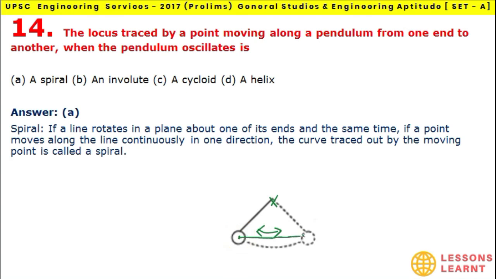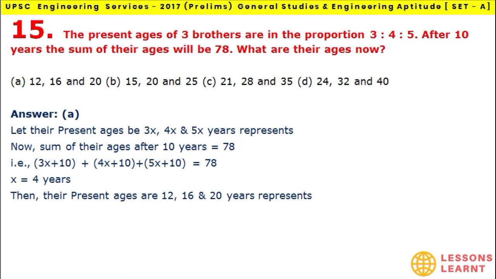So when this pendulum is rotating in this curve, wherever the line meets, this is the curve which we are getting, and this curve is nothing but a spiral. So A is the answer. Now we will see the 15th question.